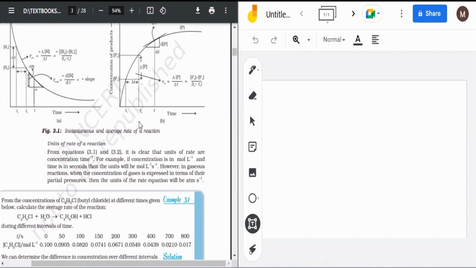फिर यूनिट ऑफ रेट ऑफ रिएक्शन, कंसंट्रेशन के मोल पर लीटर होती है, टाइम की होती है सेकेंड. सो रेट ऑफ रिएक्शन की यूनिट हो जाएगी मोल पर लीटर पर सेकेंड, which is an important thing. You should remember this.